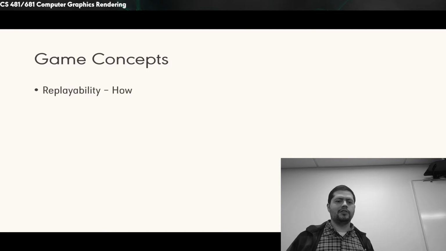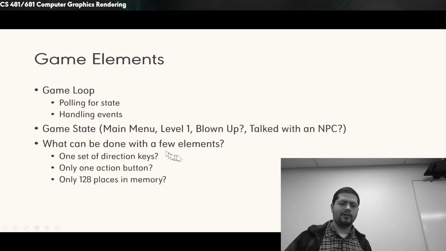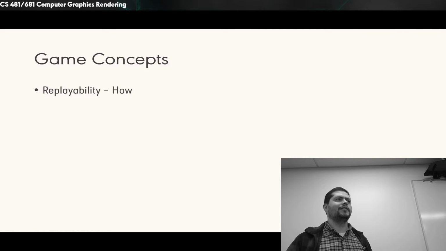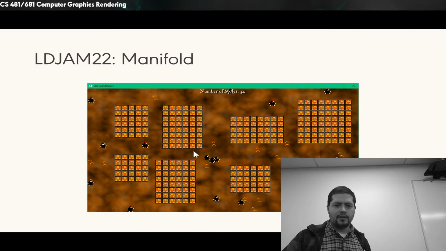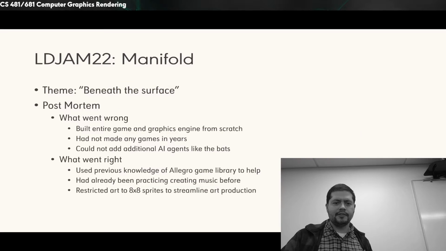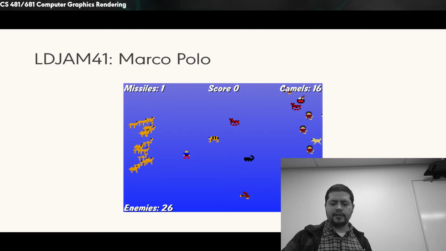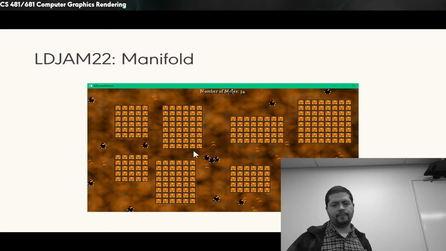So thinking about your metric, you're trying to use a few elements so it doesn't get too complicated, but you're also trying to balance. What that lets you do is focus on one thing in particular that is core to the idea. I was going to show you two games that I did for two jams. One's called Manifold, which has limited replayability, and the second is Marco Polo, which I think has more replayability than the first.